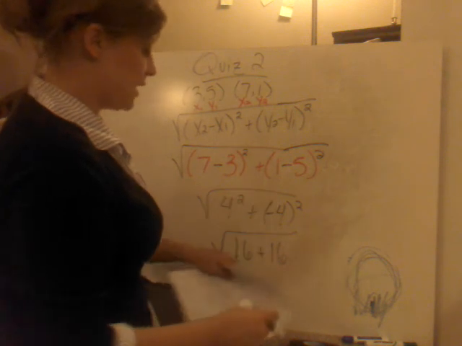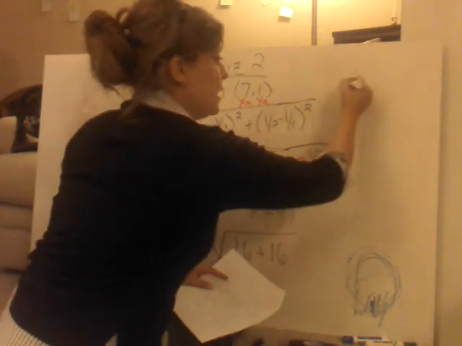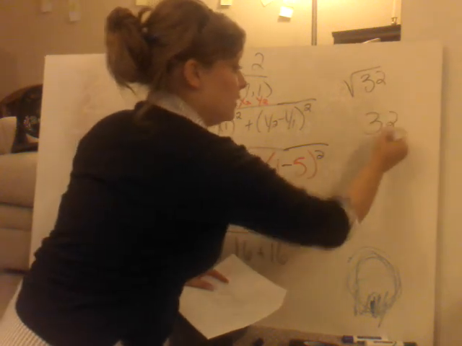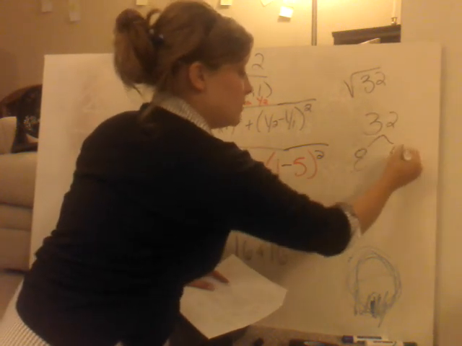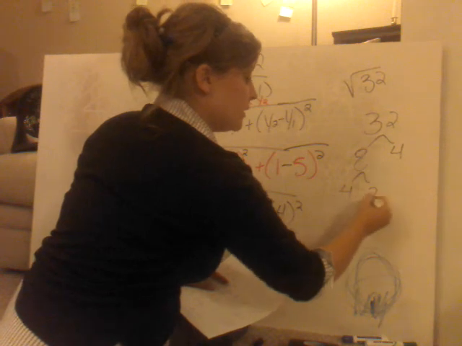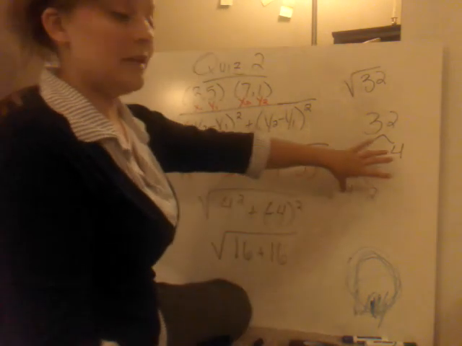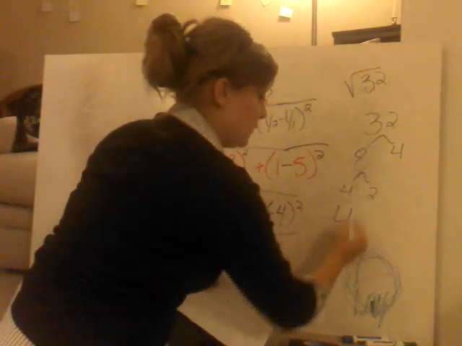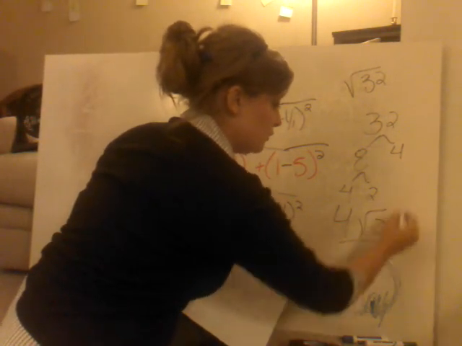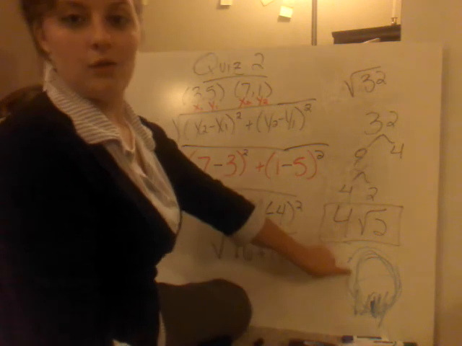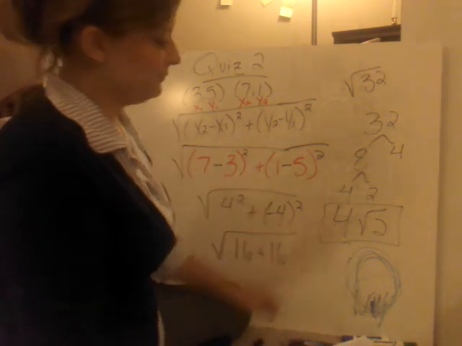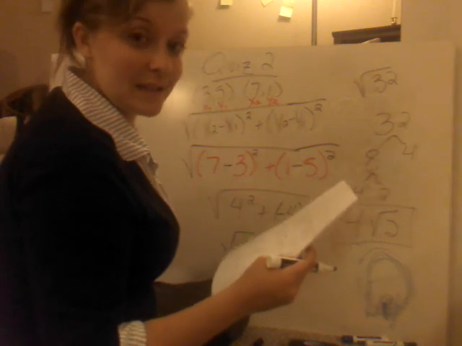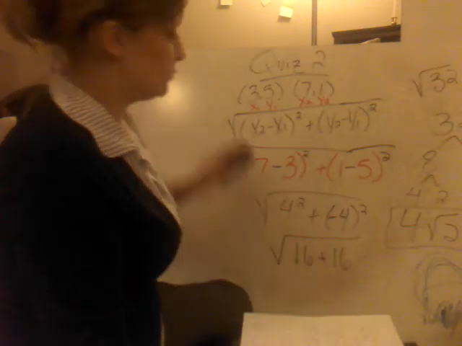So now I have the square root of 16 plus 16, which is the square root of 32. I'll do my factor tree. I've got 8 times 4, 4 times 2. I don't even need to break this down anymore because I have two 4s. So my answer is going to be 4 square root of 2. So my answer for number 10 distance was 4 square root of 2.